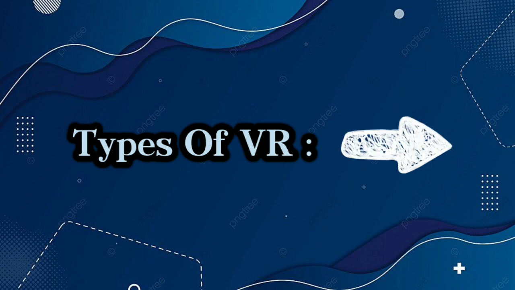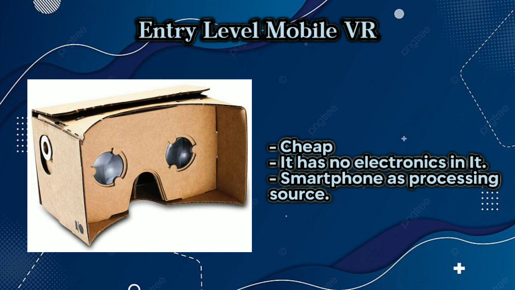Okay, so after knowing the basics, we also need to know the types of VR. Let's discuss them. First one, there's entry-level mobile VR. This type of VR is the cheapest device and has no electronic components. To use it is very simple. We only need a smartphone. An example of this type of VR glass is Google Cardboard.